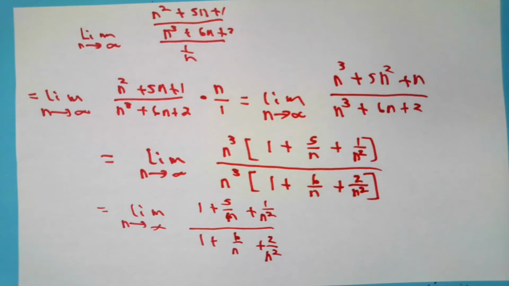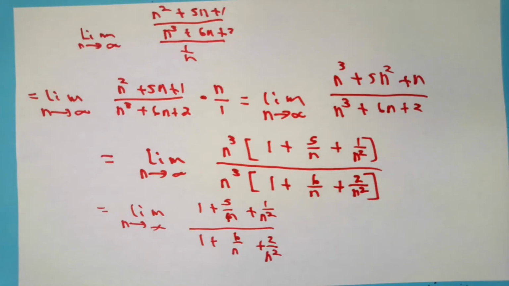If the limit upstairs and the limit downstairs both exist, and the one on the bottom isn't zero, it's legitimate to write limit of the top divided by the limit of the bottom. As n tends to infinity, 5 over n and 1 over n squared tend to 0. The numerator tends to 1 plus 0 plus 0, which is 1.